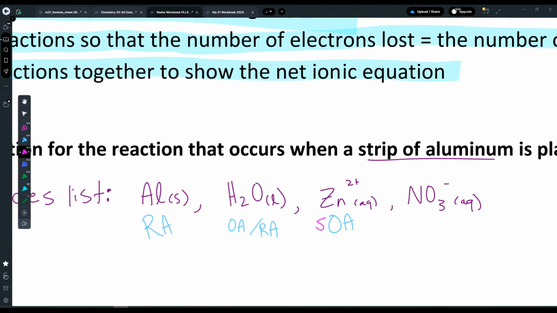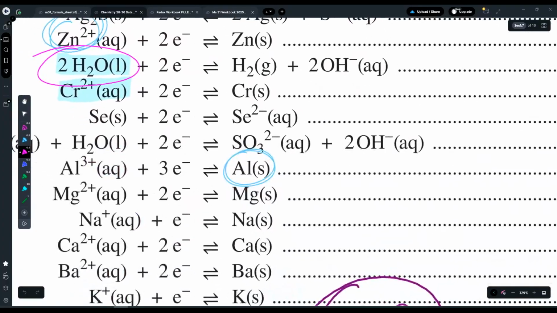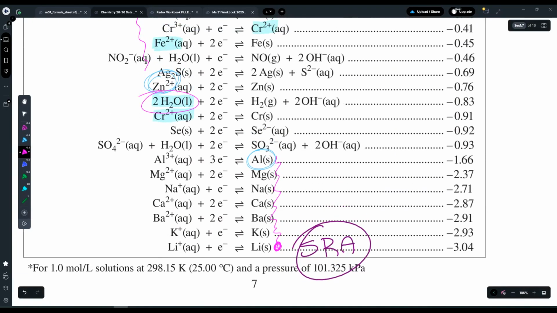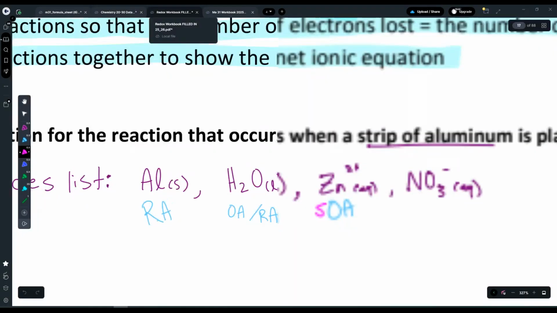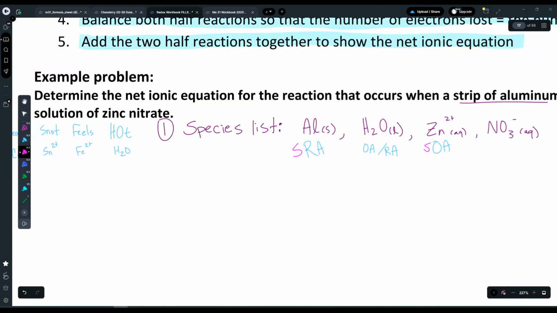Now we're going to do the same thing for the strongest reducing agent. The only difference is that I got to start in the bottom right hand corner. So I start with my finger down here and I move it up. Looks like the first reducing agent I bump into is aluminum. So that has to be my strongest reducing agent. Now that we've figured out our SOA and SRA, those are going to be the reactions that we use to balance the net ionic equation.